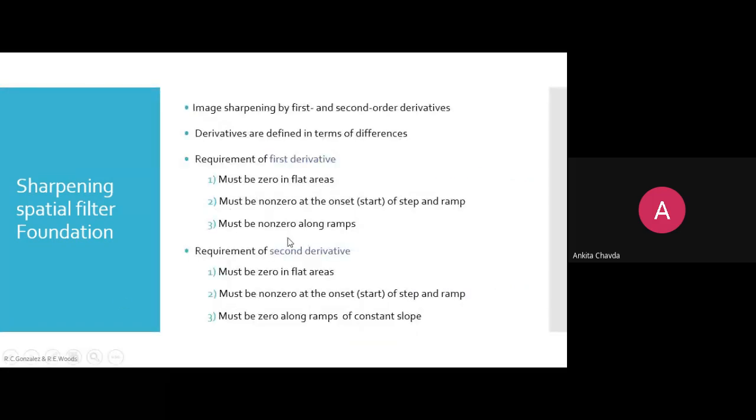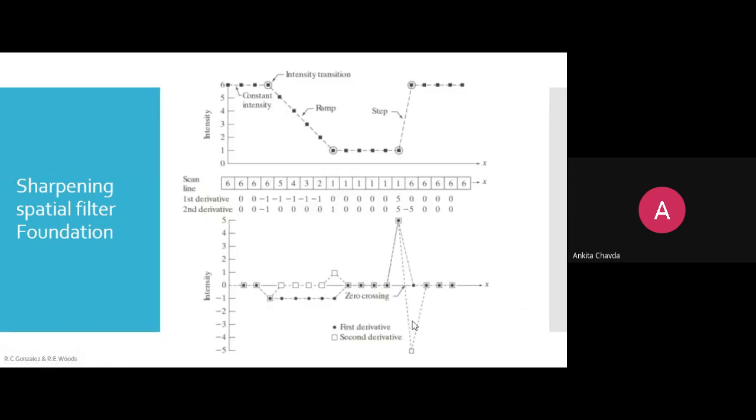So the requirement of the second derivative, again very similar to the first one, is that it must be 0 in the flat area. Same. Second one, must be non-zero at the onset, meaning the start of your step and ramp. And the third one is the change, that it must be 0, not non-zero. It must be 0 along the ramps of constant slope. Constant slope. So you can check over here. This is our ramp, no? So along with this, you can check you have your second derivative 0 along your ramp with the constant slope. Right? So this is the requirement.